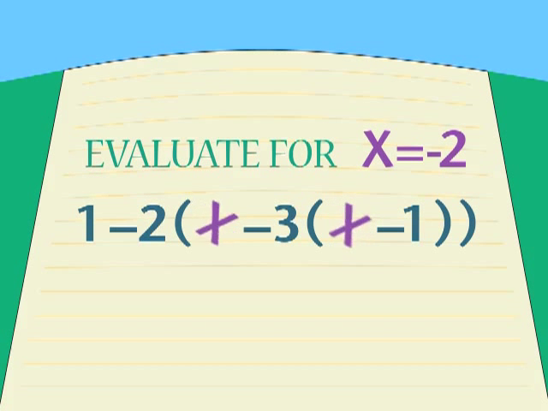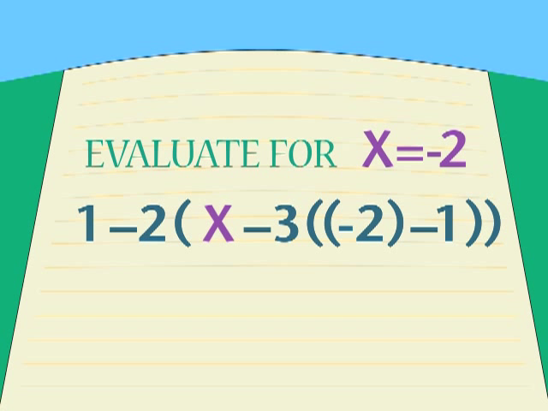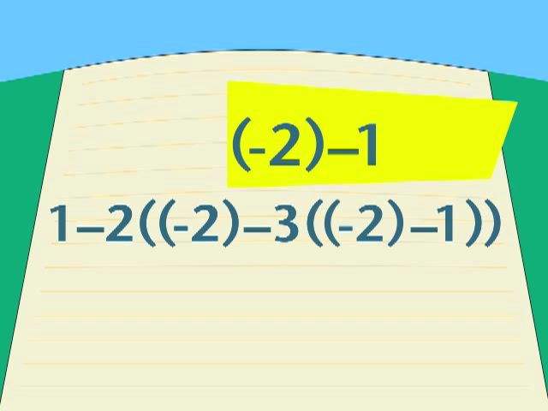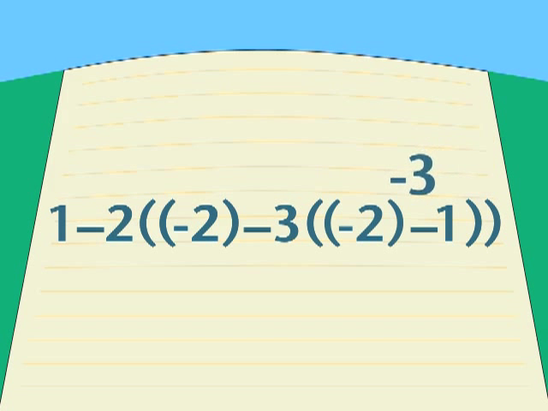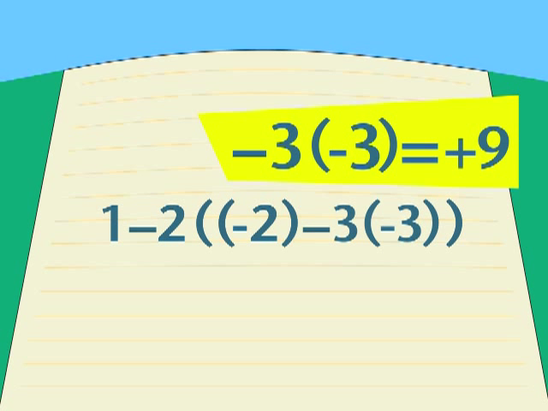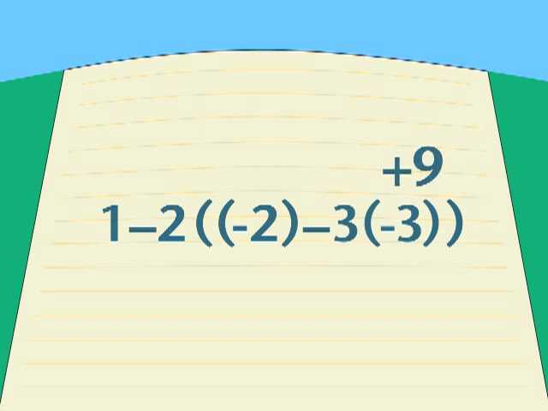For every x, we're substituting a -2. We move to the inside bracket first and substitute -2 for x. Then we do the same with the x in the outer bracket. If we're very careful about our parentheses, it will come out looking like this. Then we're ready to attack the inside bracket where -2 minus 1 gives us -3. Now we still have two operations to do inside the outer bracket: subtraction and multiplication. Multiplication comes before subtraction. -3 times -3 gives us a positive answer, 9.